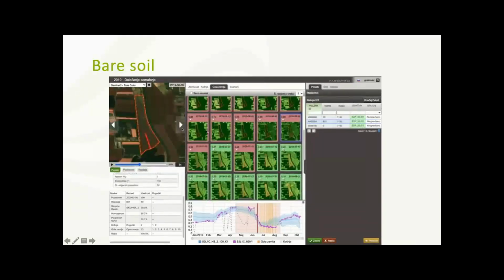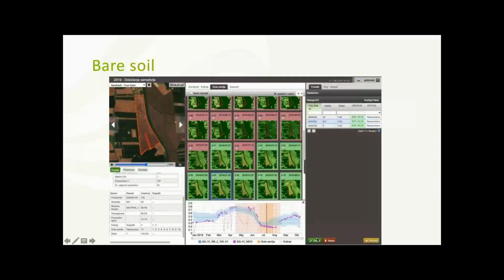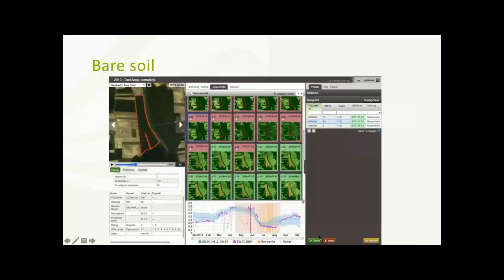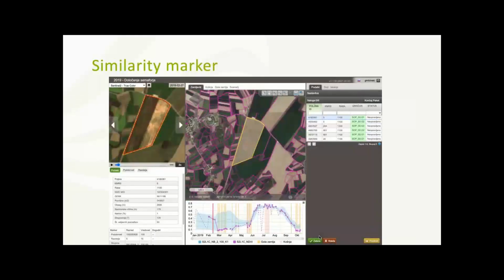The user can simply look into that, see that this looks okay, looks valid, confirm, and go further on. Then we have a similarity marker, which tries to check whether the claimed crop group is similar to the neighboring crop groups with a similar crop group type. In this case, this was declared as a corn.